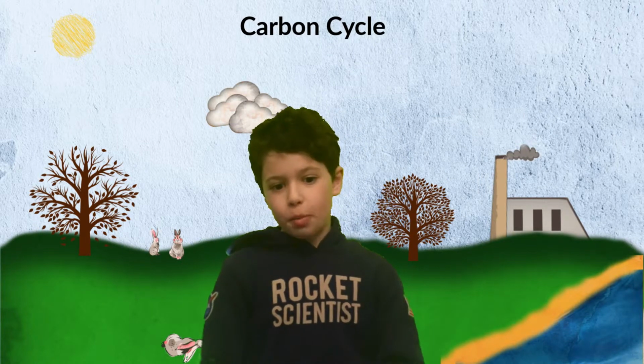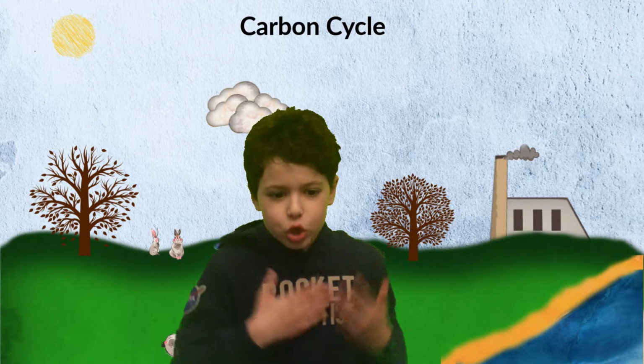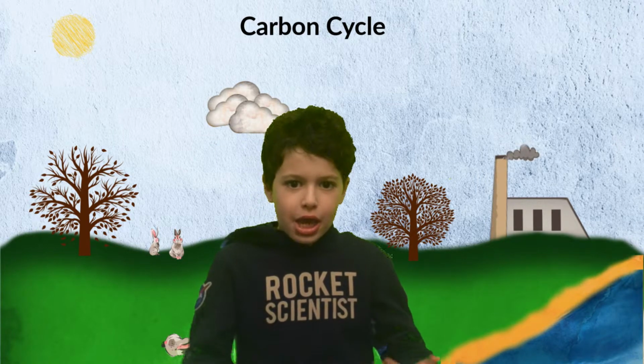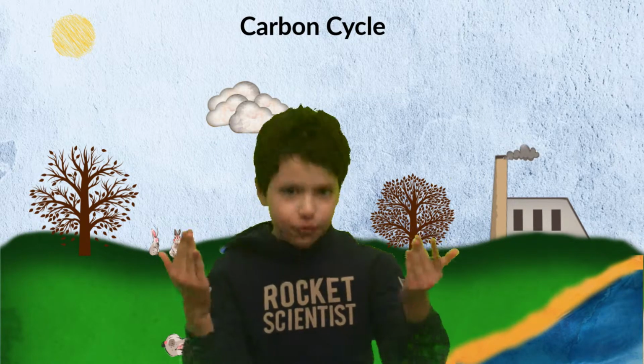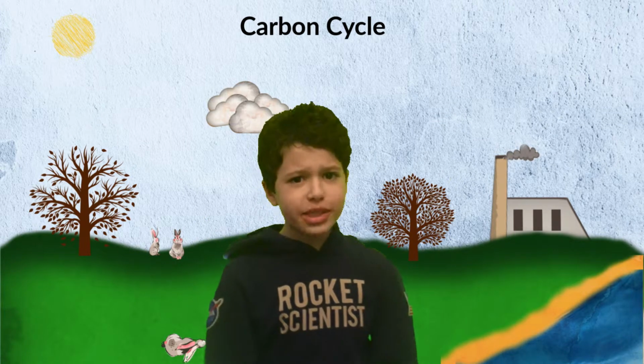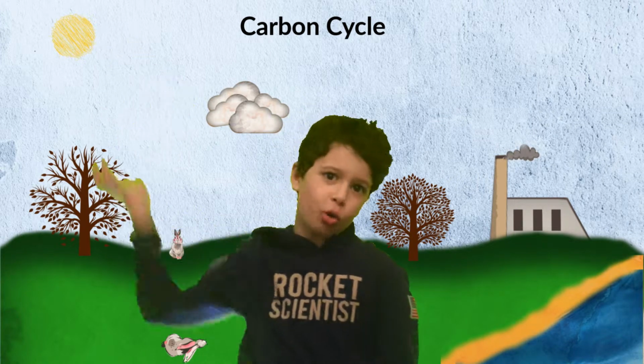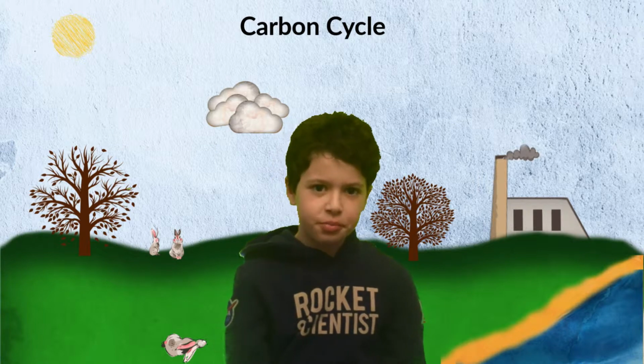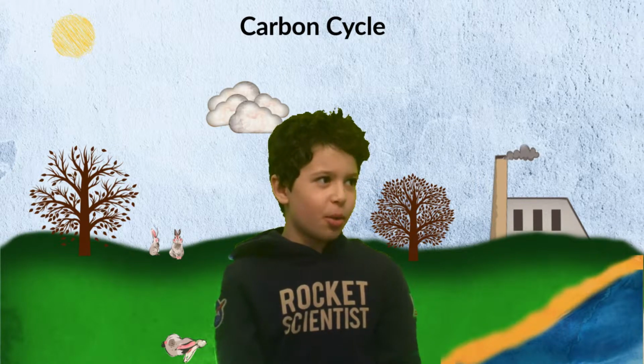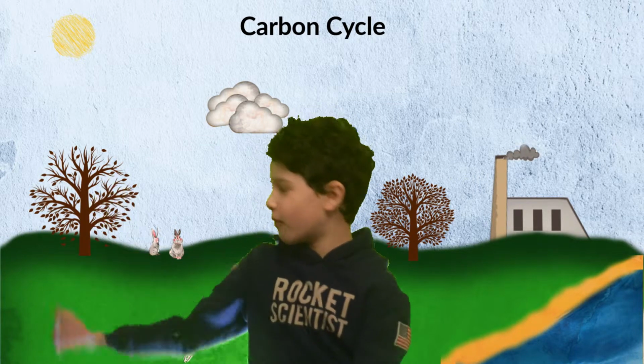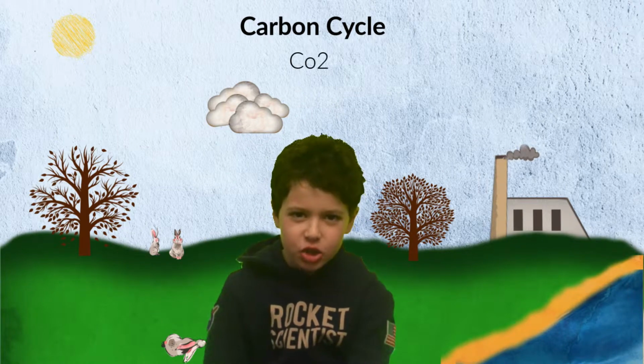And we're also going to talk about 3 of the negative impacts that we are doing on this cycle and that we need to stop and make a difference. So the carbon cycle is basically the process of adding or removing carbon dioxide from the atmosphere. Do you want to know what carbon dioxide is? It's a compound formed from one carbon atom and 2 oxygen atoms.